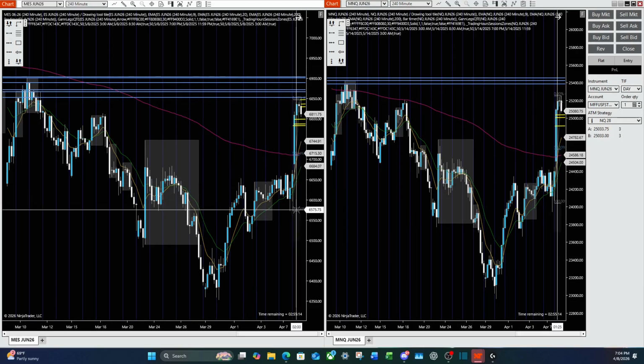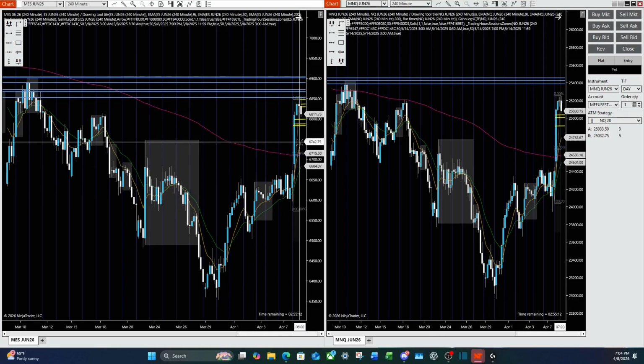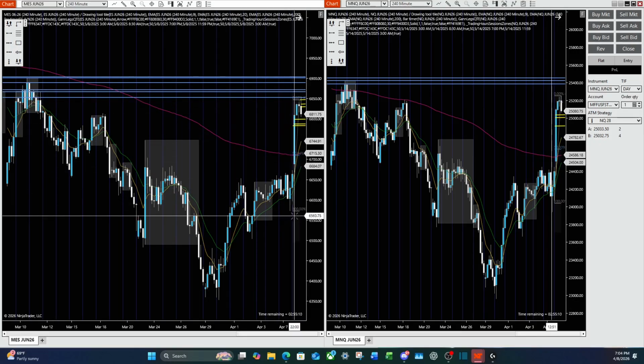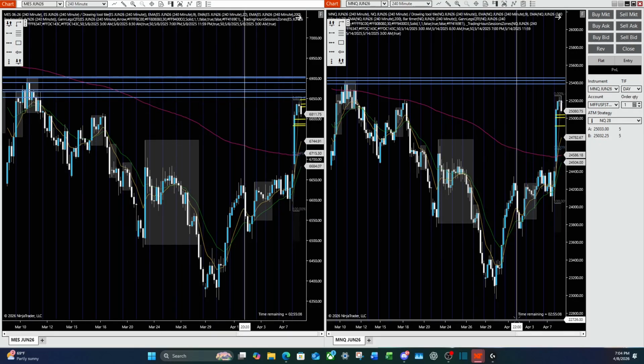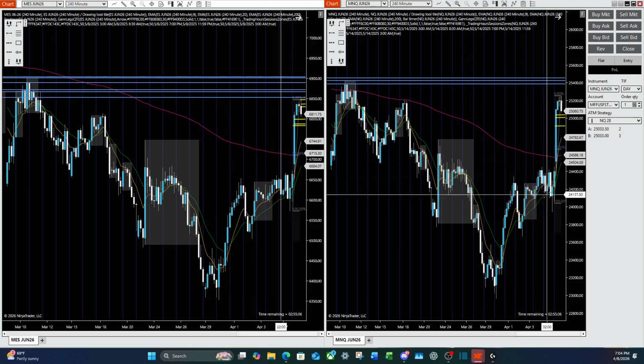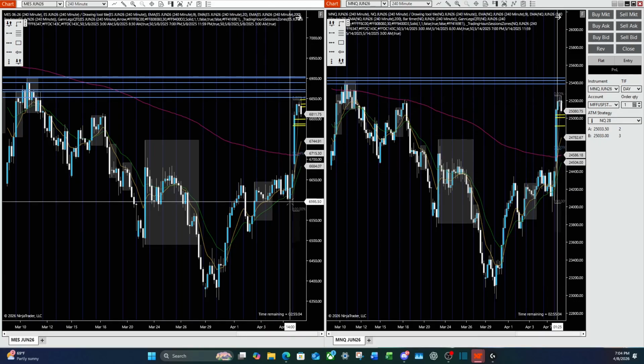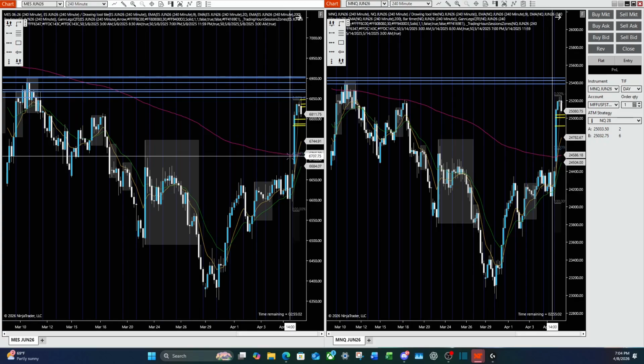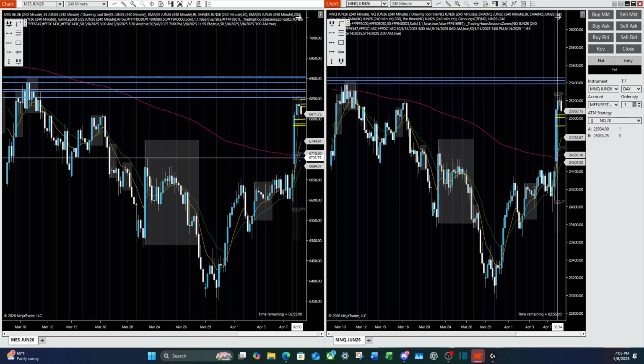So this is our 4 hour. You can see I have the 4 hour equilibrium marked out here on both indexes. It's hard to see because I have the grain level down. But from this swing low up to this swing high, swing low to swing high, 50% retracement is around the 200 EMA on the 4 hour.